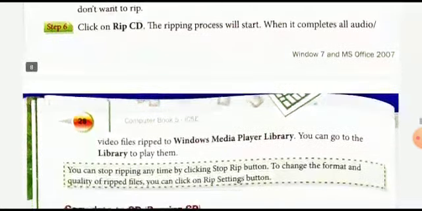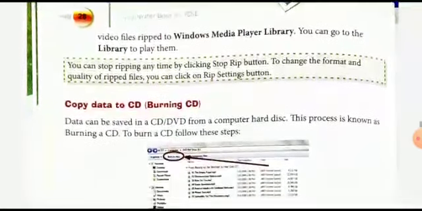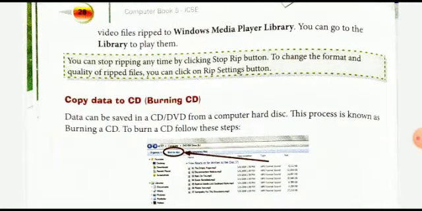When it completes, all the audio and video files are ripped into Windows Media Player. और जैसे ही ripping process complete होगा, all the files that you selected will be copied in Windows Media Player library from Windows operating system. You can go to the library and play them, और आप library में जाकर उसको play कर सकते हैं.